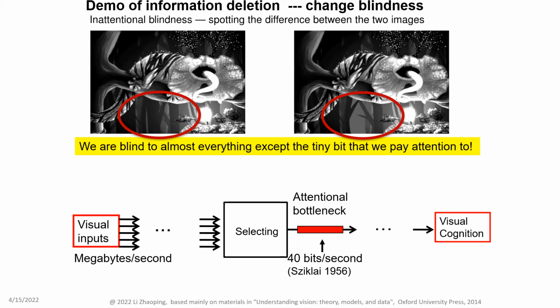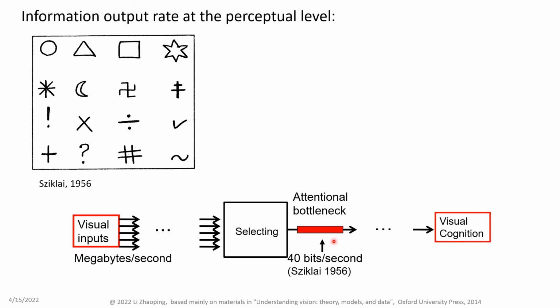And therefore, we have this flow diagram of visual information, a massive amount of visual inputs, of which only a tiny fraction can be admitted into the attentional bottleneck for recognition. The size of this bottleneck was measured decades ago, and this was one such experiment. Human observers were told that they would be shown one of these 16 symbols in an image, shown very, very briefly, and then they had to report which symbol was shown.